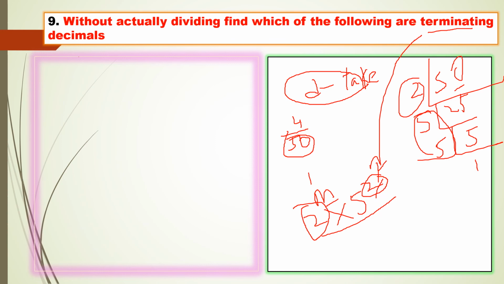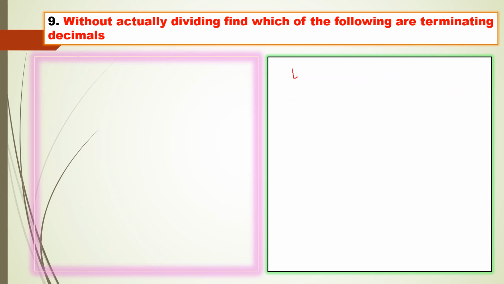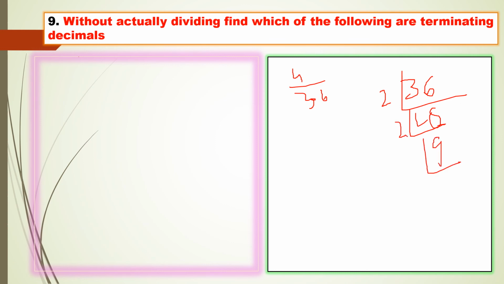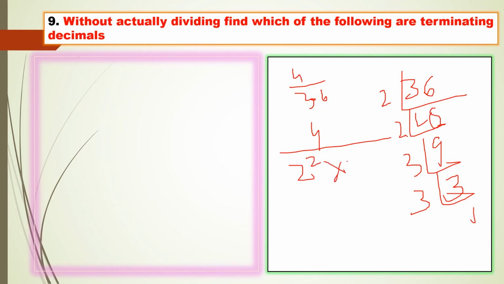Suppose I am taking one more question, 4 by 36. Take the denominator 36 and do the prime factorization of 36. The last digit is 6, so it will be divisible by 2. So 2 18s are 36. Next, 2 9s are 18. Next, 3 3s are 9, and 3 1s are 3. Now I can write this as 4 by 2 square into 3 square. This 36 I can write as 2 square into 3 square.